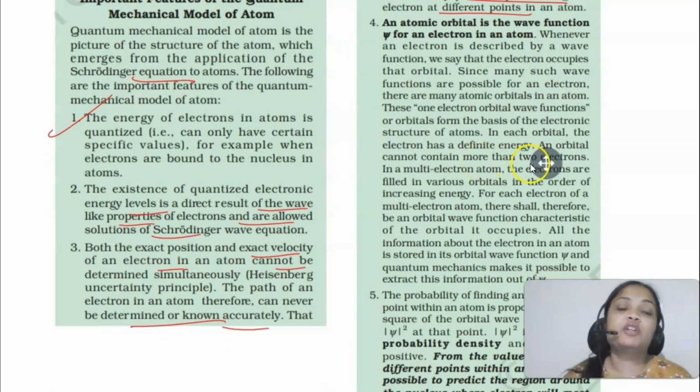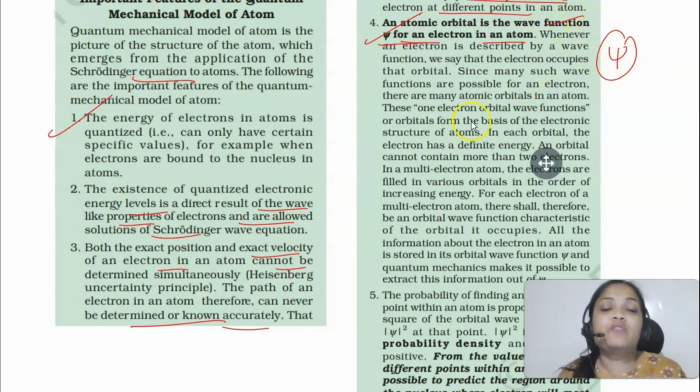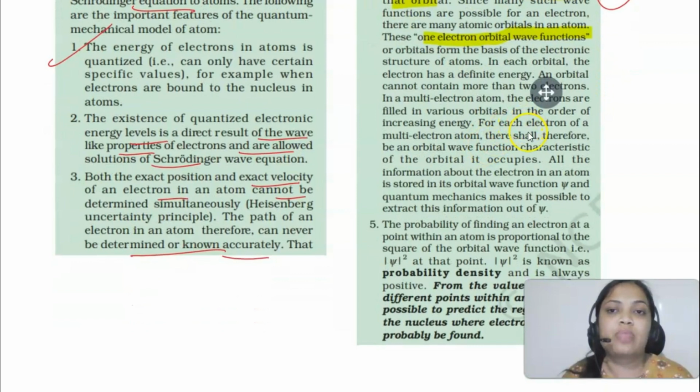Okay. An atomic orbital is the wave function psi for an electron. So this psi is known as the atomic orbital. Whenever I tell you an electron is described by a wave function, we say that the electron occupies that orbital, and that orbital tells us everything about that electron. Okay, so one-electron orbital wave functions are there. In each orbital, please note that an electron can have a fixed energy, and a particular orbital cannot have more than two electrons.